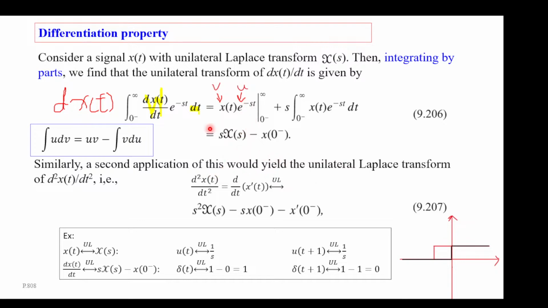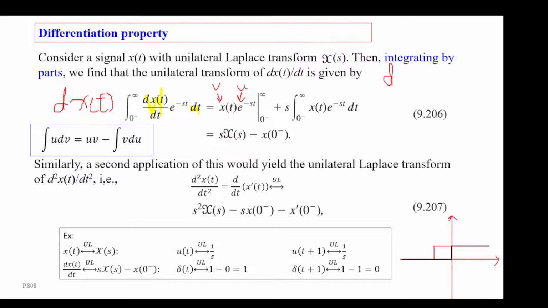So uv is e to the minus st times x of t, and you need to write the substitution of boundary: the boundary at t equals infinity minus t equals 0 minus. Then you have the extra integration, minus the integral of v du. Here we do a little calculation. v, as we said, is x of t, then you have du, so you have x of t times d of e to the minus st. Okay, so I guess I should try to write here.